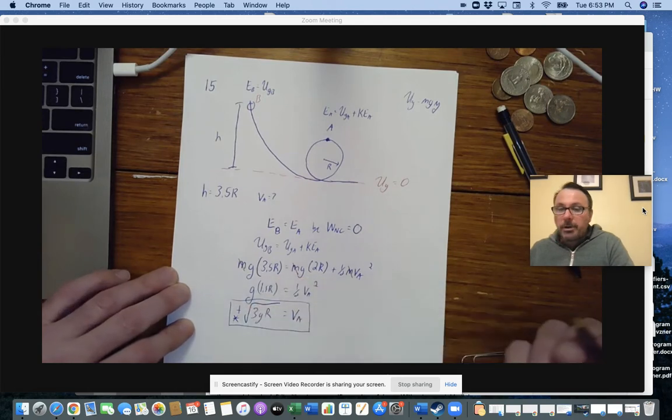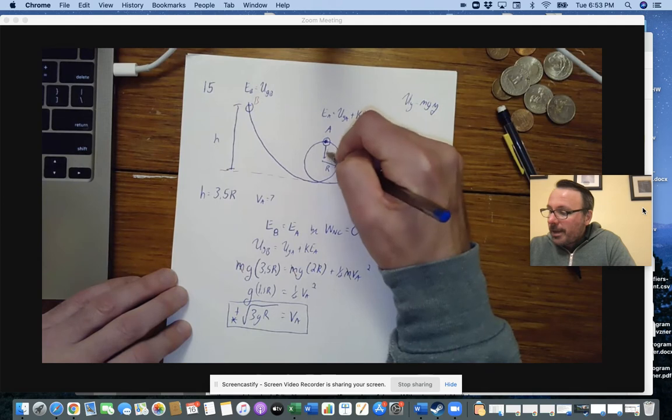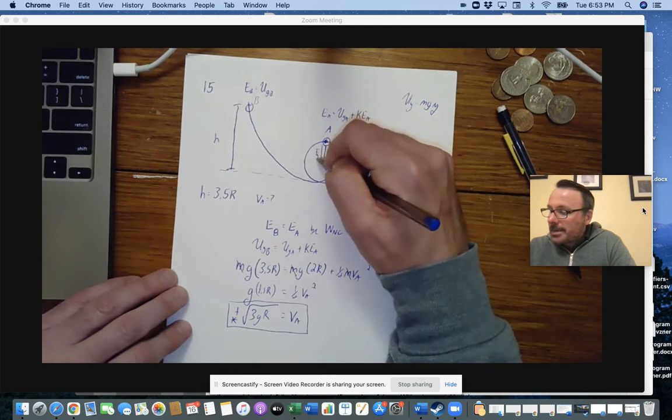Awesome. And then the B part of this just asks, what's the normal force here? So when the object is here, we know we have F_N acting down. We have gravity acting down as well.